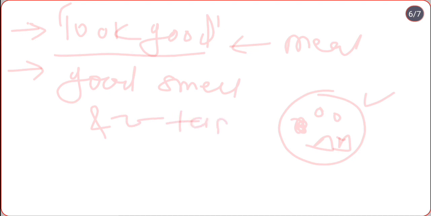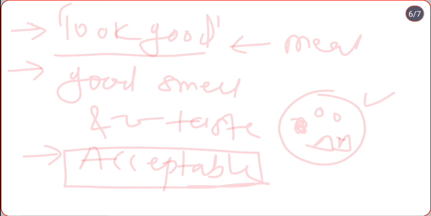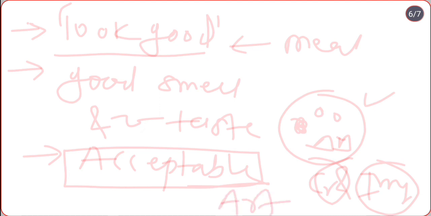Good taste also means it is an acceptable meal. Making an acceptable meal requires creativity and imagination. So planning or making a meal is a kind of art.